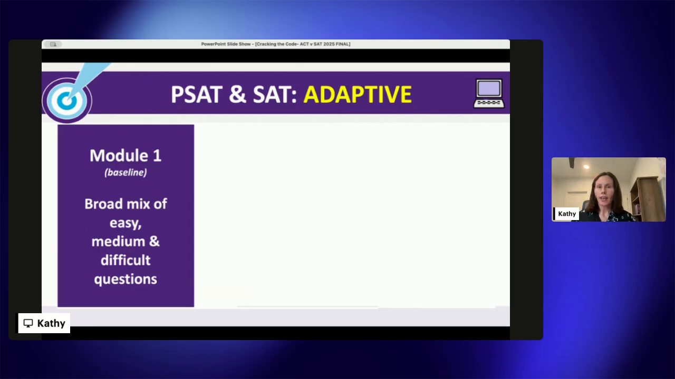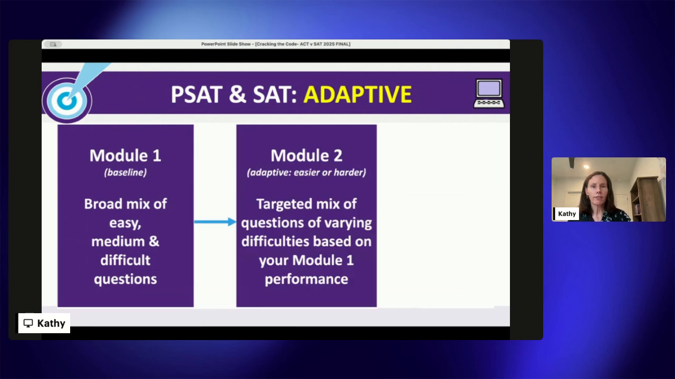When I sit for that first module, I'm going to notice a broad array of questions. Of course, level of difficulty can vary from student to student, as we all know, but I can see easy questions, medium questions, difficult questions. And then, depending on my performance in the first module, the module 2 that will unlock will either be an easier module or a harder module.